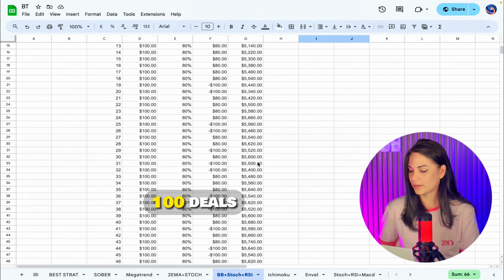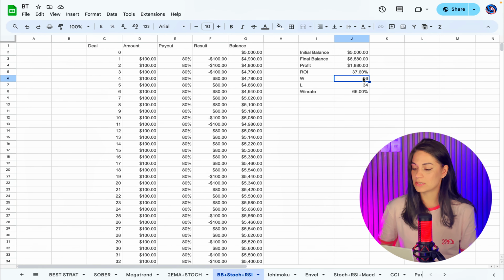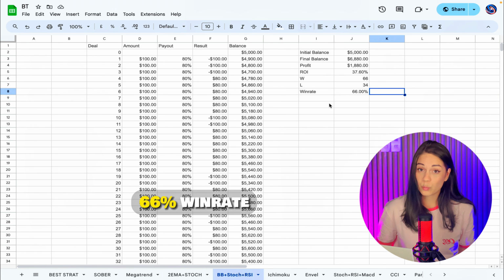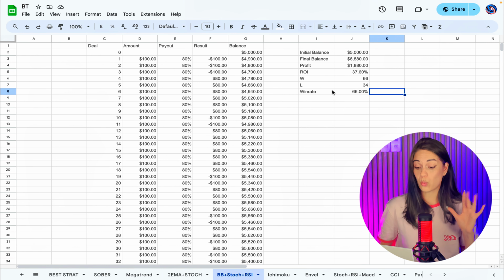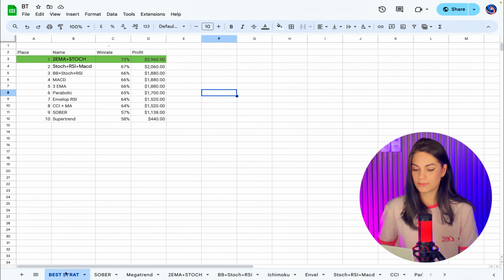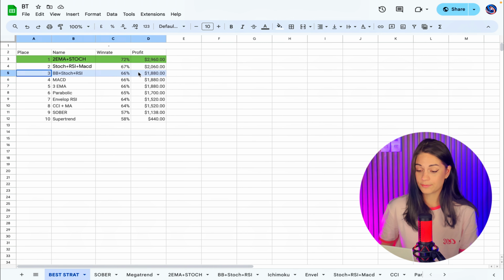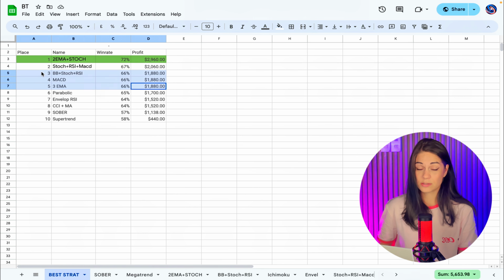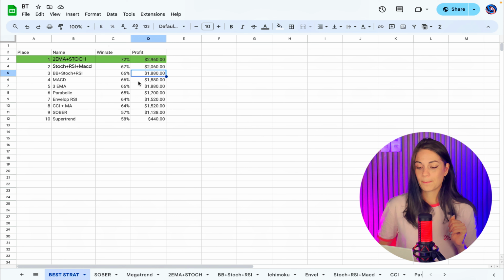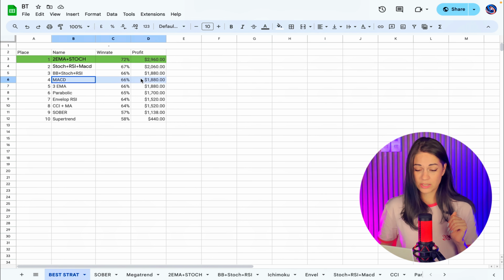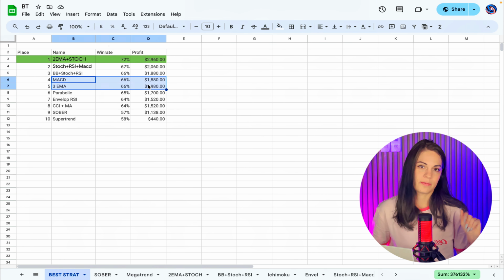All 100 deals were opened, and the result is a 66% win rate. The result is actually quite nice. It's more than enough to have a stable profit, and this is going to be third, fourth, or fifth place with other strategies that showed us a 66% win rate. But this strategy is a bit harder, but we're going to talk about it a bit later.